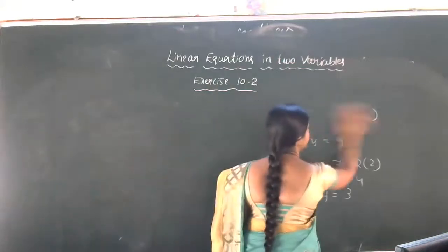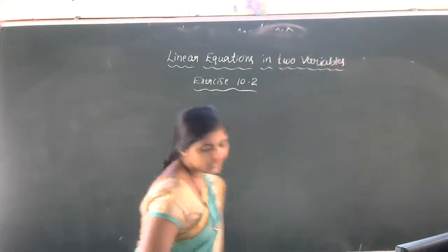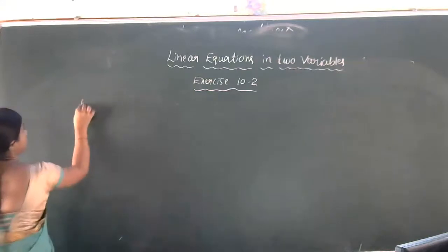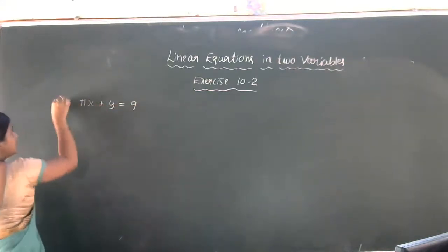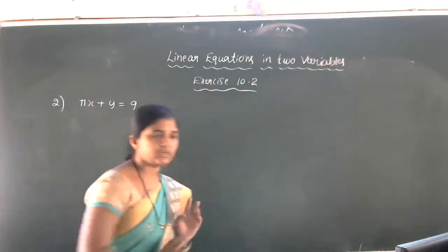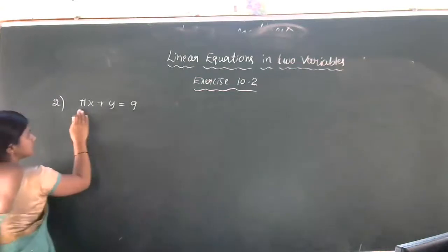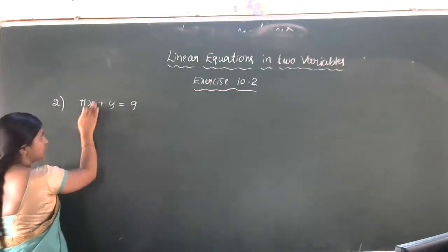See, your second one we'll discuss now. So second question: pi x plus y is equal to 9. Don't take pi is equal to 22 by 7. You have to keep pi only. Okay? Now here also the x coefficient is pi. I'm not going to touch this pi.